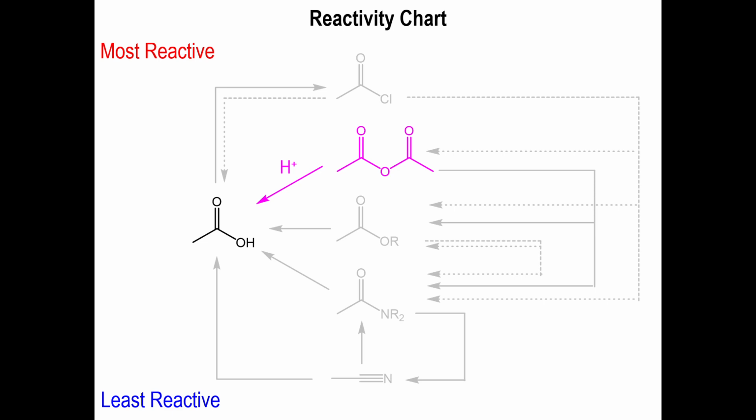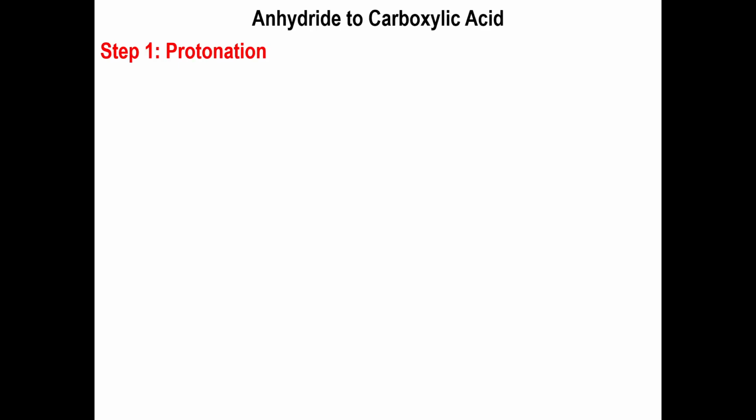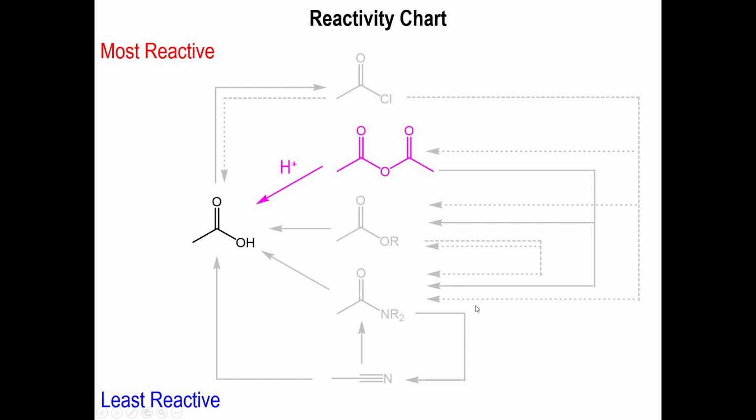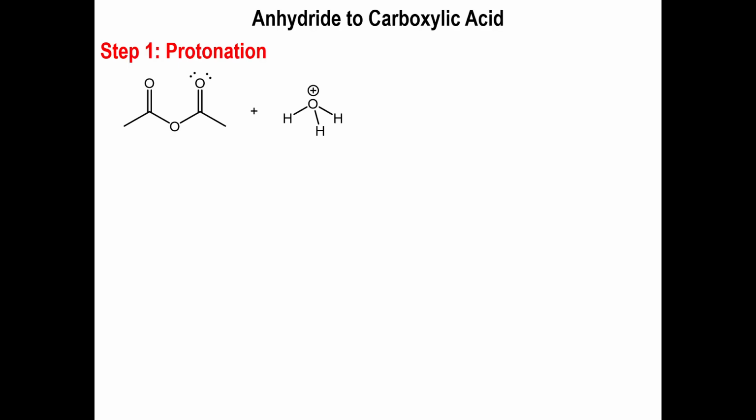All right, time to talk about anhydride chemistry. What we're going to basically talk about is how you transform an anhydride back to a carboxylic acid. What you first have to do is activate that anhydride by using a little bit of an acid catalyst. The acid catalyst will protonate the anhydride via one of the carbonyl carbons.